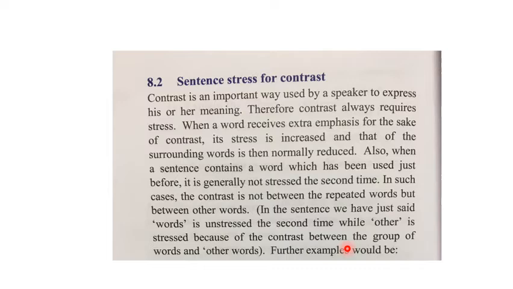Let's see some examples on this. We said that when I use contrast sentences we need stress to clarify the idea. So in a sentence like this, in such cases the contrast is not between the repeated words but between other words. Okay? Stress on words and stress on other.